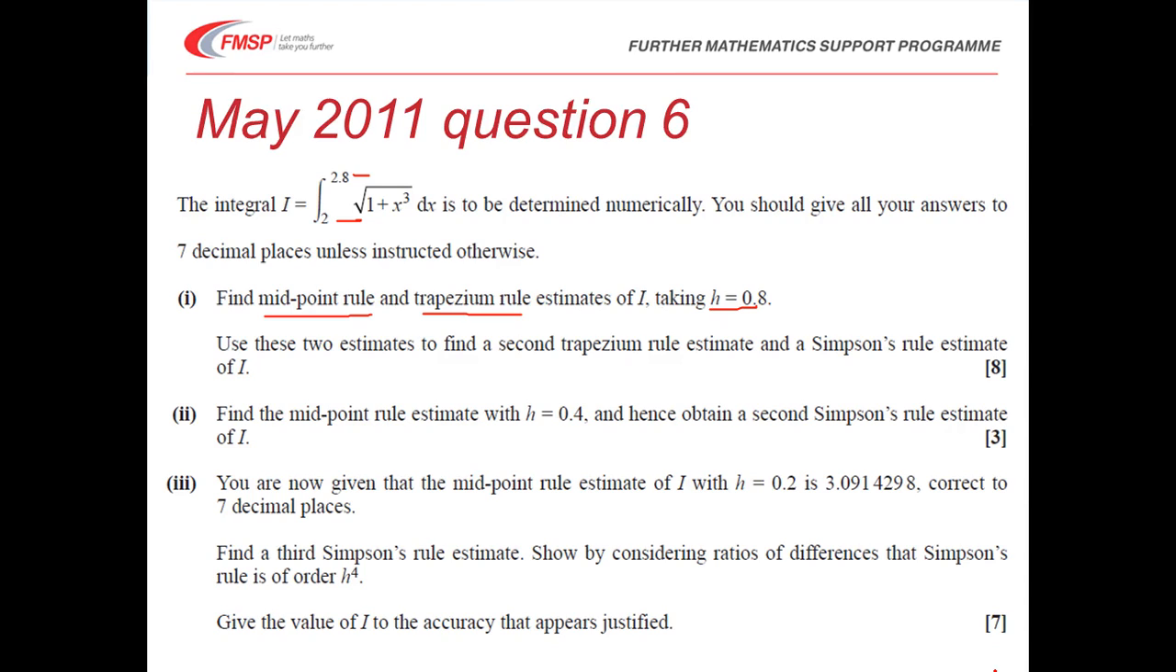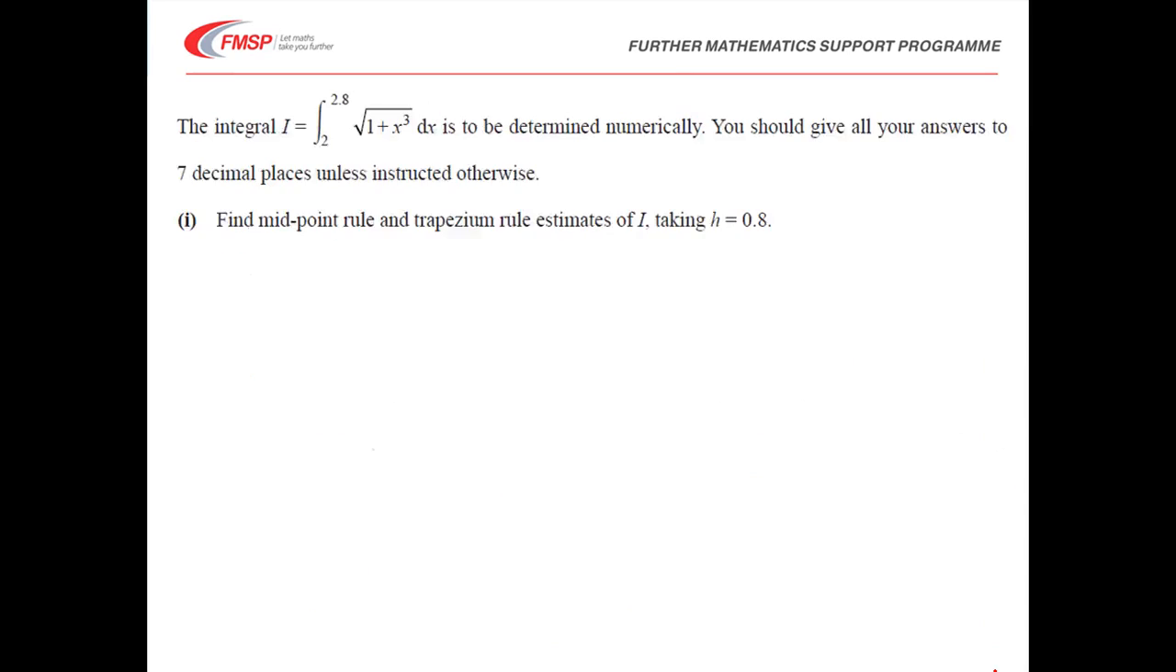So the next thing it asks is, from the two estimates, find a second trapezium rule, which we can do by shortcut, and Simpson's rule, which we can also do by a shortcut. So let's go through this. We've got to do the midpoint and trapezium rule for 0.8. So basically the midpoint between 2 and 2.8 is 2.4. So we sub that into our y coordinate and we get the square root of 1 plus 2.4 cubed, which we then times by the width of it, which is 0.8. So that's our first midpoint one.